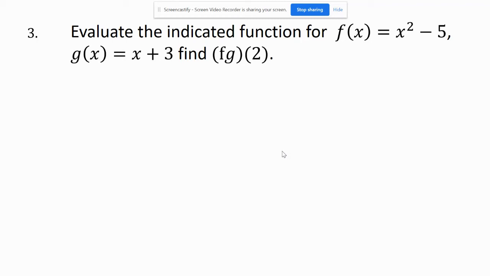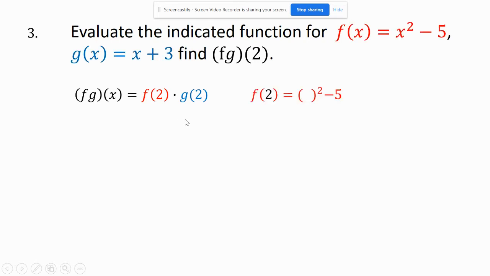Evaluate the indicated function for f of x equals x squared minus 5 and g of x equals x plus 3 to find fg of 2. Fg of 2 means multiply. And we have two ways to do this. We could find f of 2 and then multiply it times g of 2. In other words, we could do this.